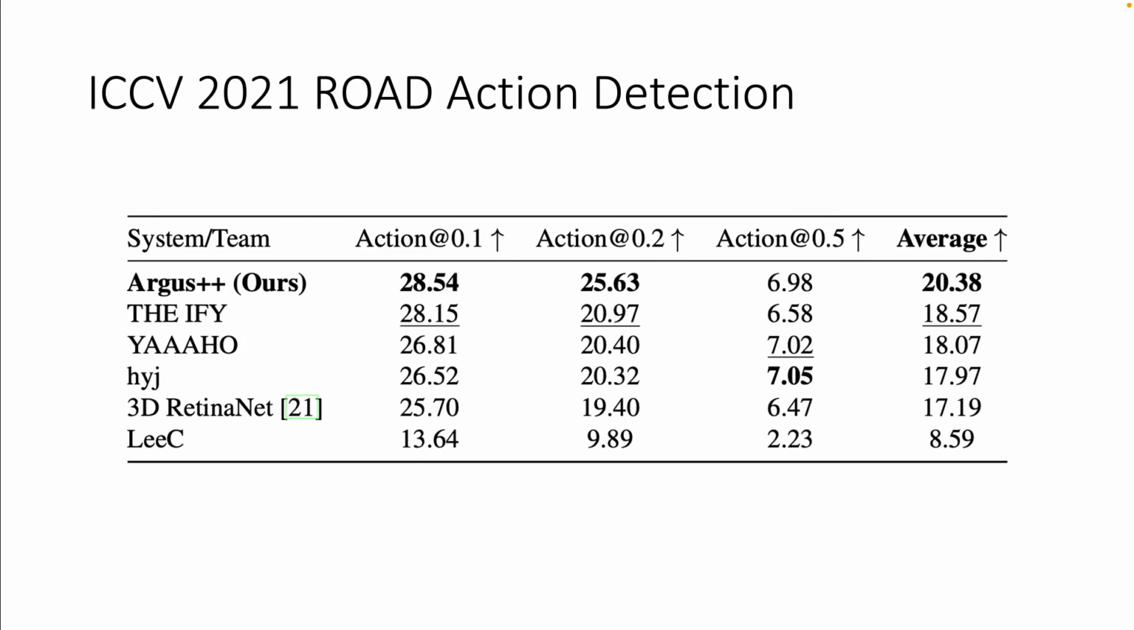Here we also achieved the best performance with average mAP of 20. We can see that with a 3D IoU of 0.1, the value is 28, but when we make it stricter to 0.5, it's much worse at only around 7% accuracy. So there is still much room for improvement.